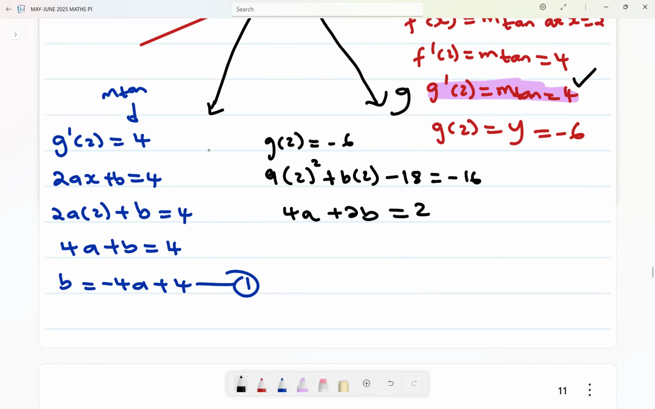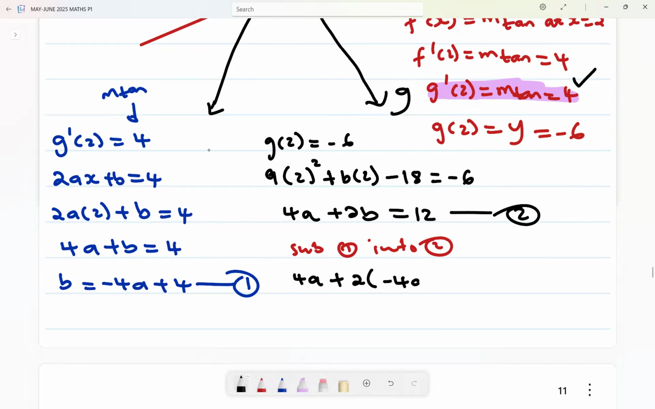Hopefully I did not do any mistake. I did. Here it's negative 6. So negative 6 plus 18, it's just 12. And then I can say this is equation 2. And then let me sub equation 1 into equation 2. And then when I do that, I'll get something like 4a plus 2 into b, it is negative 4a plus 4, which is equal to 12. Simplify that, it is 4a minus 2 multiplied by negative 4, negative 8a plus 8 is equal to 12.